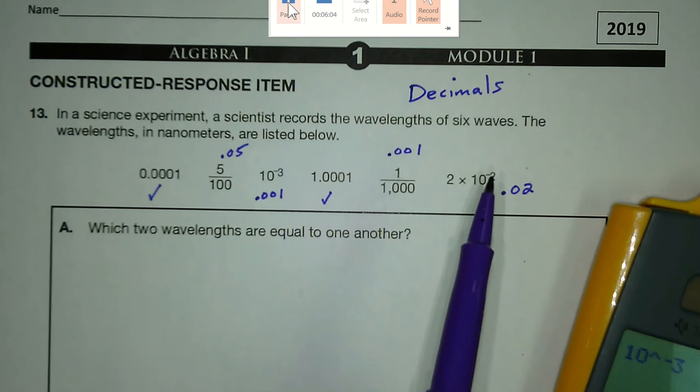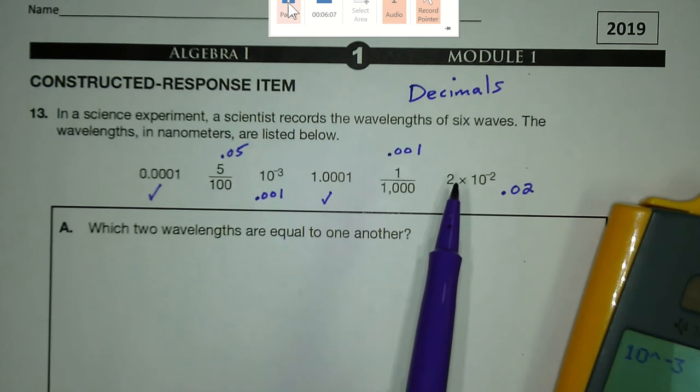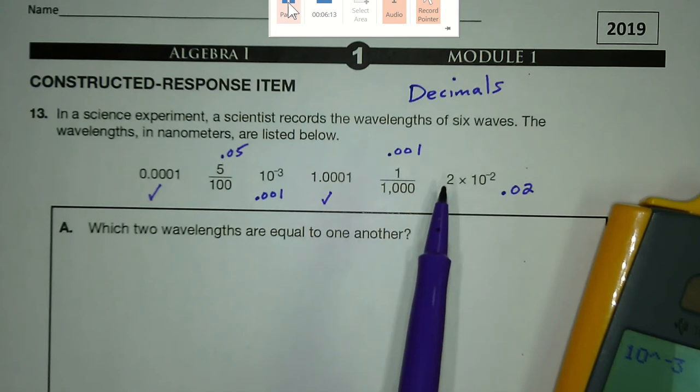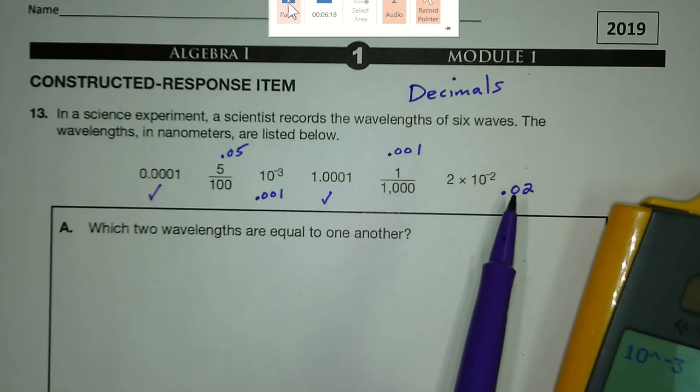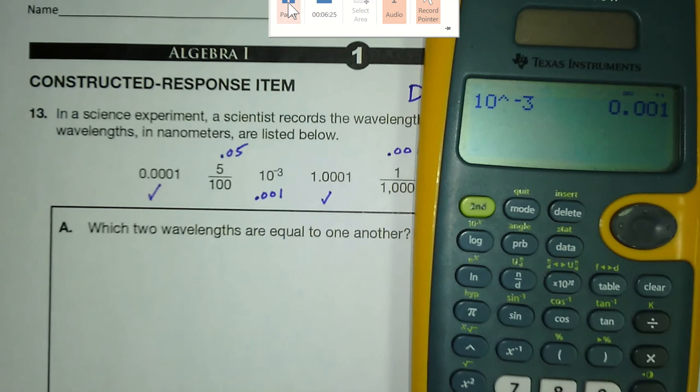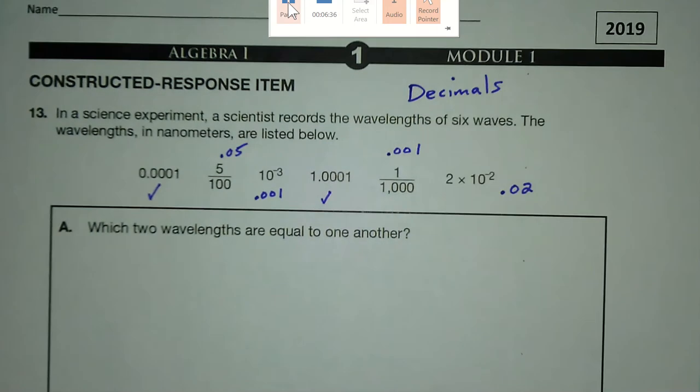Because this -2 power means we take the decimal point, which is at the start, and we would move it 2 places to the left. And then we would end up with 1 placeholder 0. You know what I mean? Or you could just literally go on your calculator and do 2 times 10 to the -2 power and get 0.02.